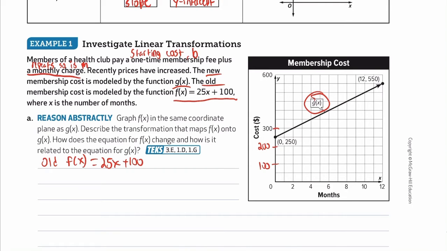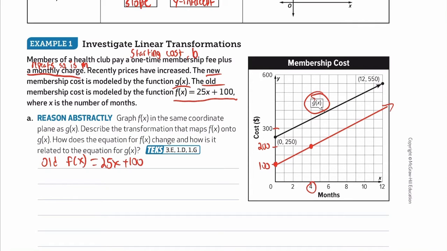F of x starts at $100, and then it goes up by $25 every month. That's going to charge $25 every month, which means it's going to take 4 months to go up $100. It's going to take 4 to go up 100. But that's not actually the line, that's just the rise and the run. So 4 and 200 is the next spot. Connect those two with a line, a very straight line.